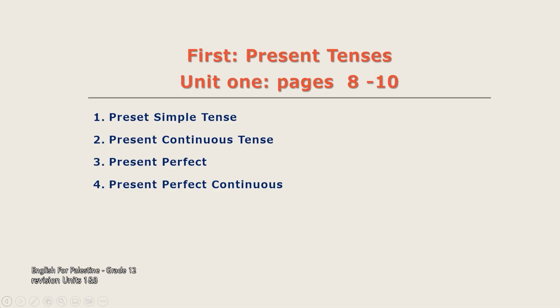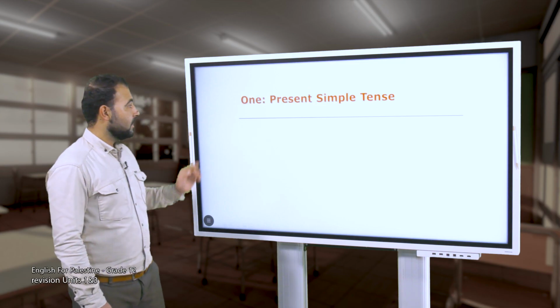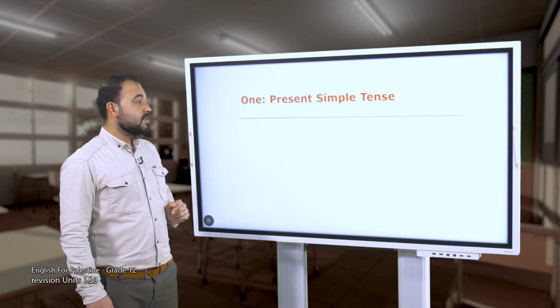Present tenses are: 1. Present simple tense, 2. Present continuous tense, 3. Present perfect, and 4. Present perfect continuous. Number 1. Present simple tense.